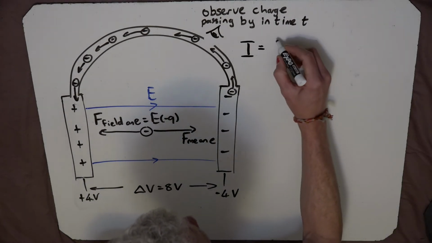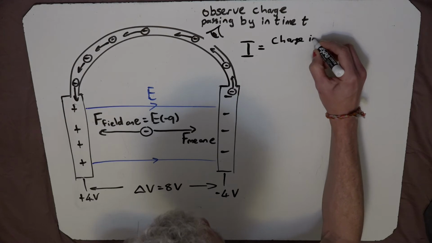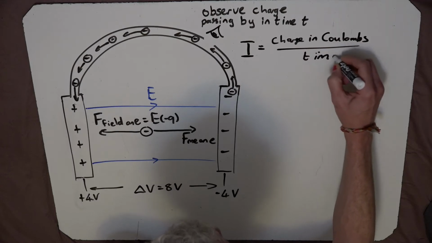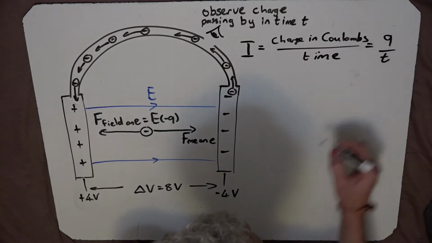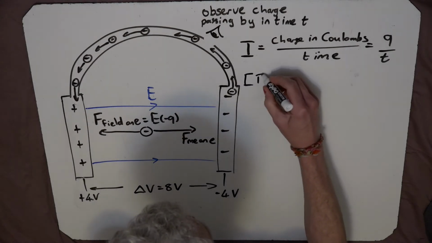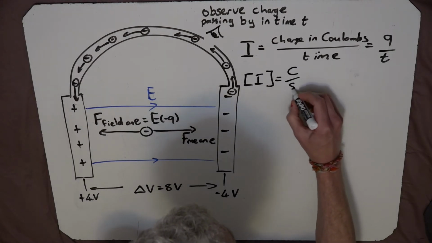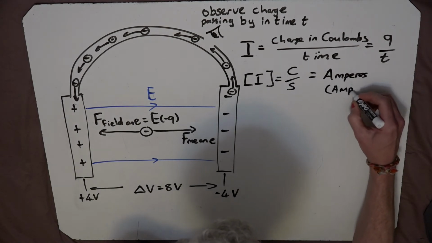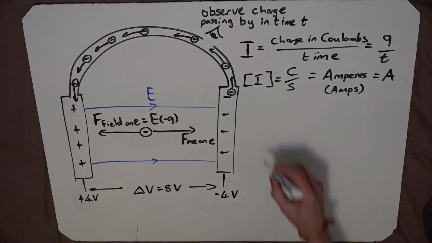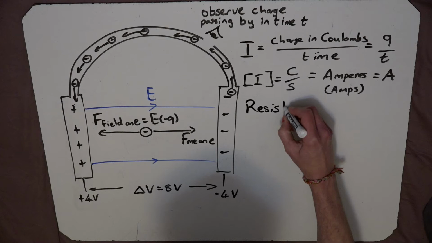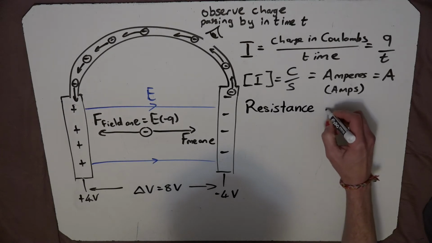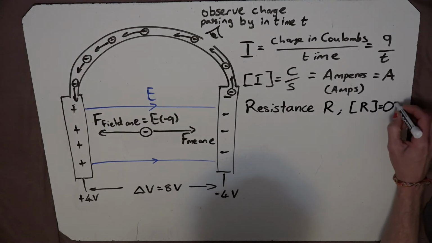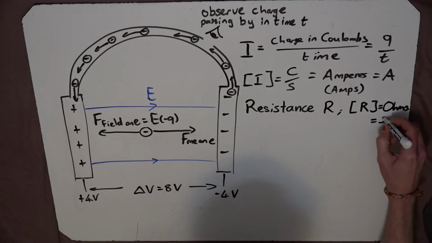This motivates the definition of electric current, symbolized by the letter I, as the amount of charge in coulombs passing a point in the circuit per unit time. The units of current are coulombs per second, which are also referred to as amperes, or amps for short, symbolized by the letter A. The third physical quantity that plays a role in electric circuits is resistance. It is symbolized by the letter R and has the units of ohms, written using the Greek letter omega.